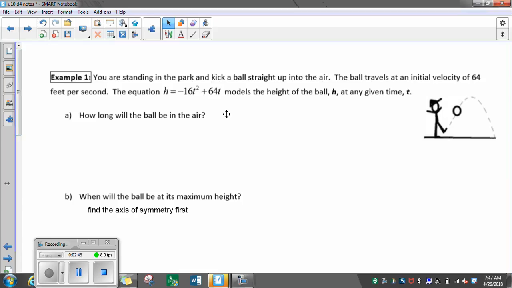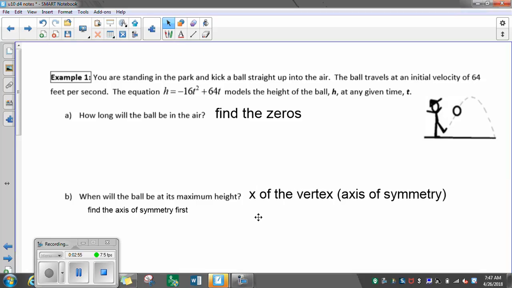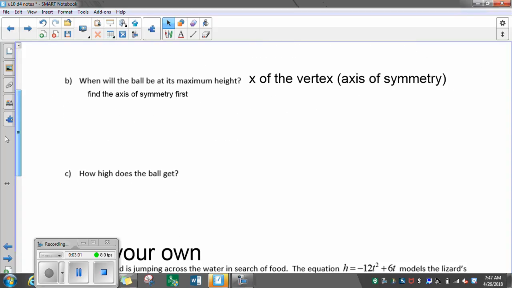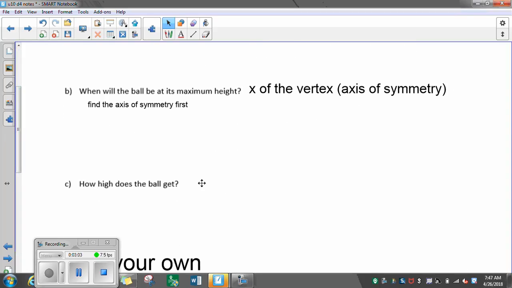How long will the ball be in the air? That means find the zeros. When will the ball be at its maximum height? That is the x value of the vertex, meaning you're going to find the axis of symmetry, because they're asking about time, which is our x. And how high does the ball get? Find the y value of the vertex.